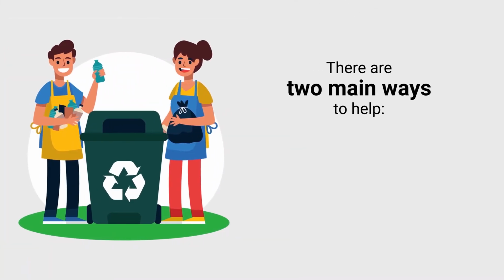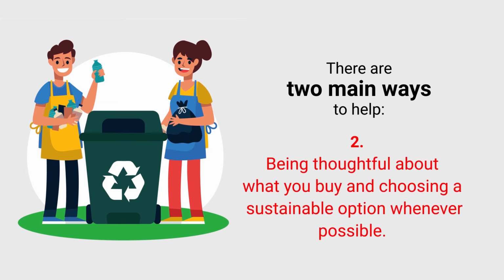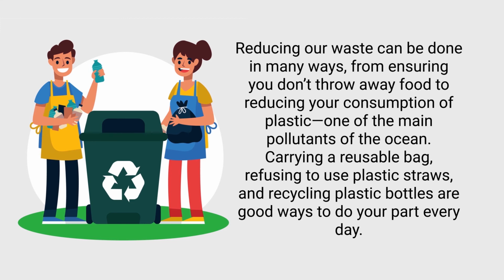There are two main ways to help. We need to reduce our waste, be thoughtful about what we buy, and choose a sustainable option whenever possible. Reducing our waste can be done in many ways, from ensuring you don't throw away food to reducing your consumption of plastic, one of the main pollutants of the ocean: carrying a reusable bag, refusing to use plastic straws, recycling plastic bottles. These are good things to do in our everyday life.